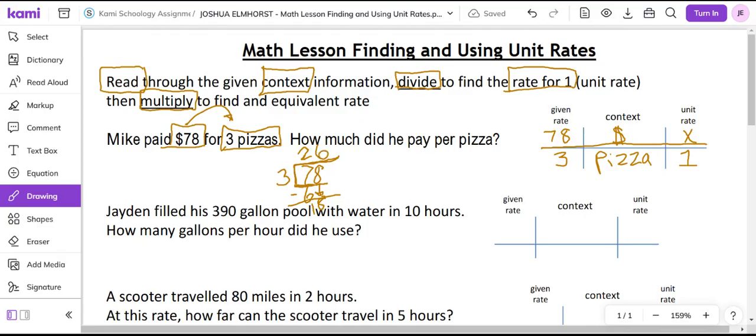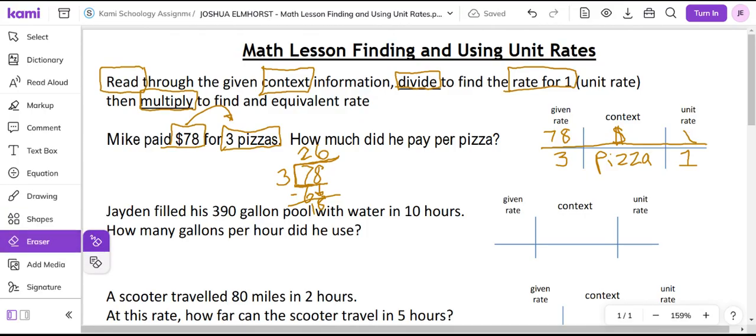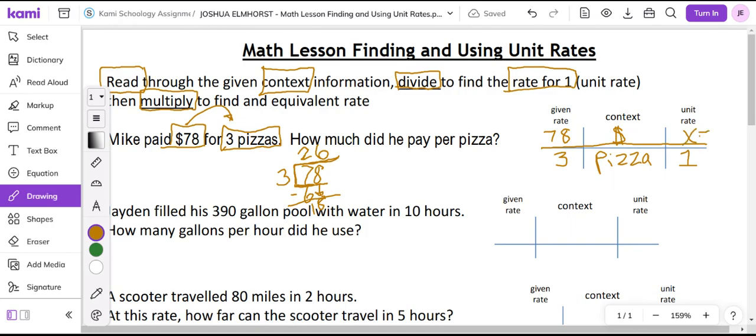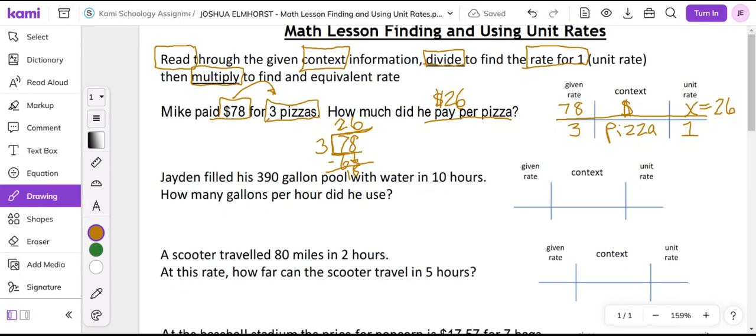So we go over here to find the unit rate. Now we can fill it in. Well, let's just leave it there. So the unknown unit rate, X equals $26. So back to the question, how much did you pay per pizza? $26 per pizza.